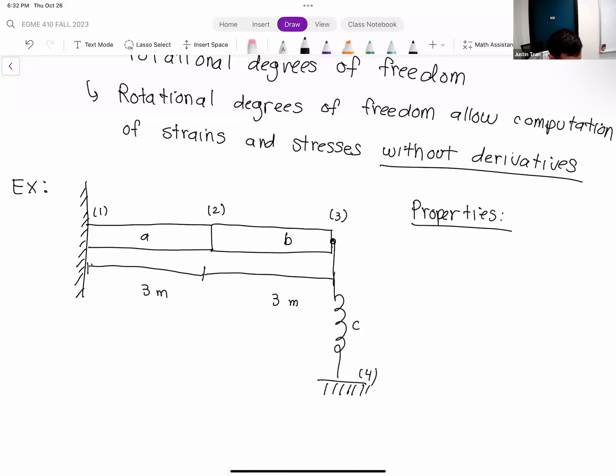Okay, so let me give you the numerical values for the properties. And so let's say the two beams are identical. And so they're going to have the same Young's modulus and the same moment of inertia. So E here is going to be 210 gigapascal. Okay. The moment of inertia, we're going to say is 2 times 10 to the minus 4 meters to the fourth. Okay. And our spring constant K here is going to be 200 kilonewtons per meter. Okay.